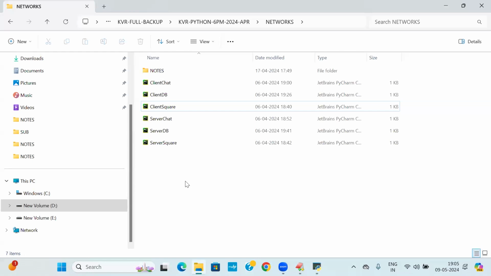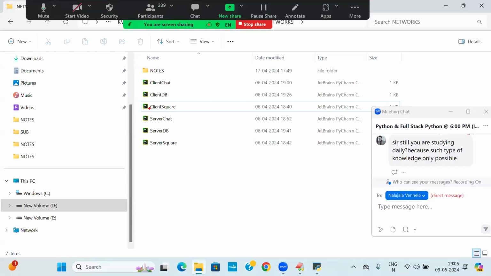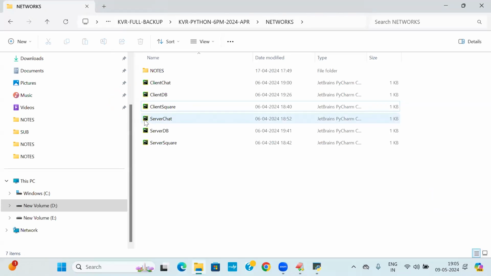Beautiful example. End-to-end encryption. That end-to-end encryption fundamental I am explaining through a data type called what? Through a data type called what? Client chat and server chat. Now I am going to enter.